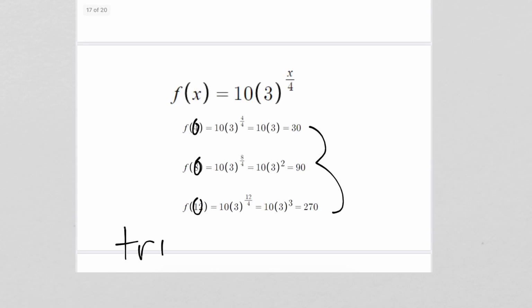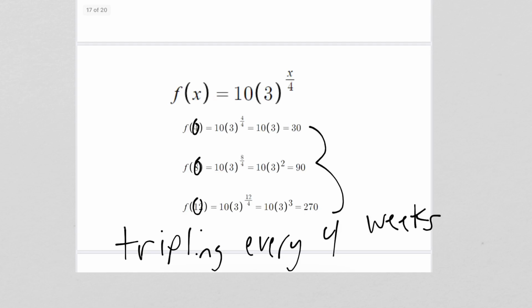So we're tripling every 4. What do you want it to be? It could be every 4 weeks, right? Maybe it's every 4 days. Maybe it's every 4 years. It depends on the situation, right? You get to decide. But what this is going to do is allow your amount to triple every 4 units of time by doing the variable divided by that 4.